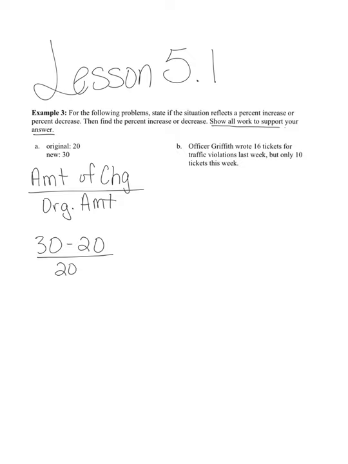So 30 minus 20 is 10. So I'm showing my steps here vertically. So 10 is our amount of change. The original amount is 20. 10 divided by 20 is 0.5. Now as a decimal, we need to convert this into a percent, so we can multiply this by 100, which makes our percent here 50%.